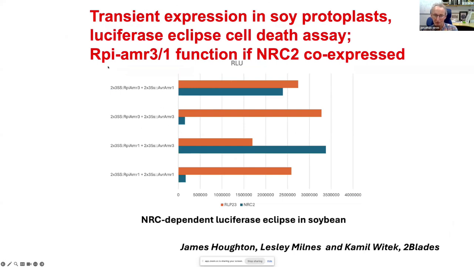So if you take soybean protoplasts and transiently express, let's say, RPI-AMR3 and AVR-AMR3 with either a negative control, this random PRR here, or NRC2, you see luciferase eclipse. If you provide the NRC2, that tells you that AVR-AMR3 and RPI-AMR3 are activating cell death if you provide NRC2, but not if you don't. And reciprocally for AVR-AMR1. And RPI-AMR1 doesn't do this with AVR-AMR3 and vice versa.